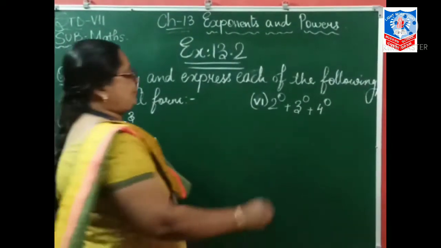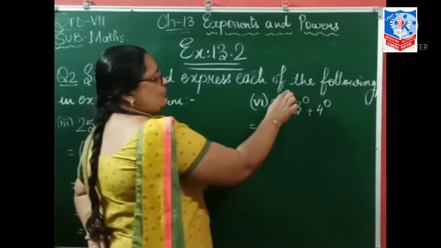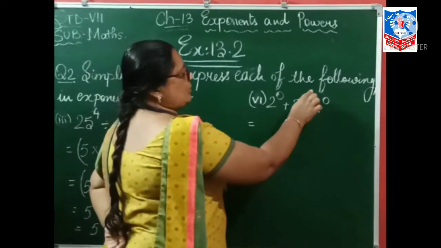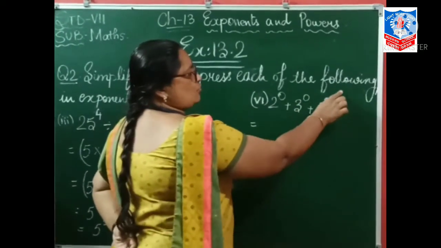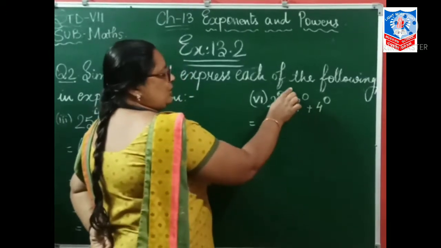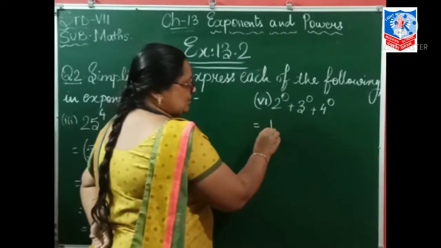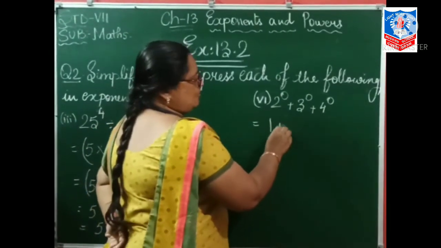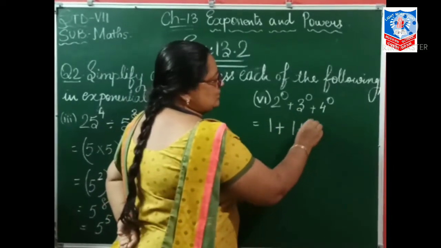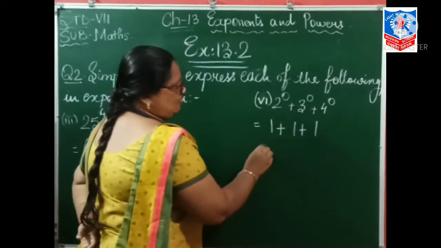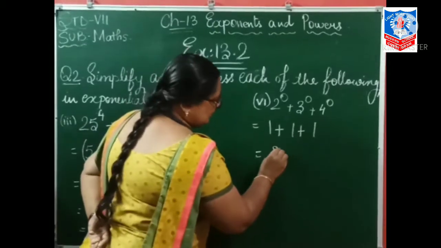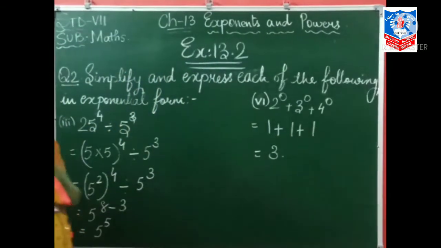Now see here, 2 raised to the power 0 plus 3 raised to the power 0 plus 4 raised to the power 0. When the power is 0, that value is 1. So 1 plus 1 plus 1 is 3. This is your answer.